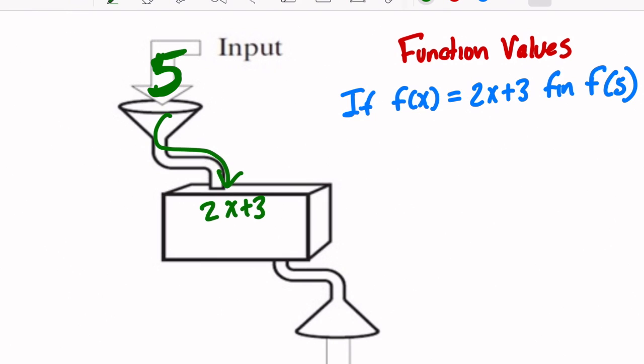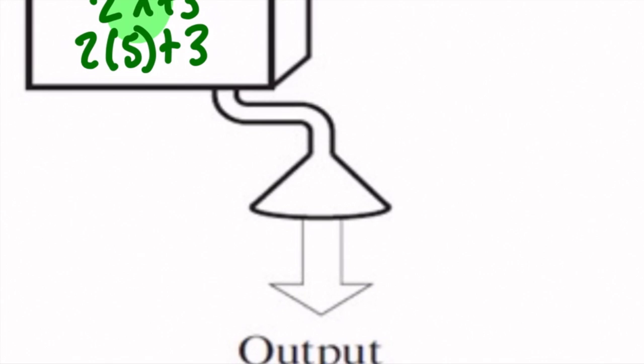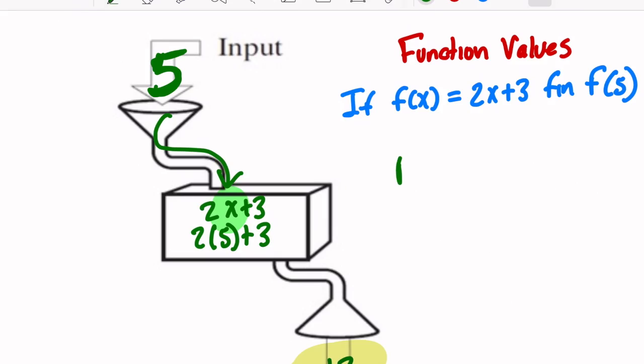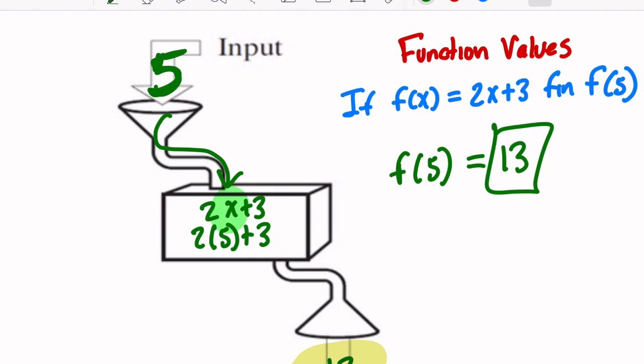So 2x plus 3, which means I'm going to replace the x with the 5 because that's what I'm putting in. I'll put it in parentheses. So 2 times 5 plus 3. So 2 times 5 is 10, and then plus 3 is 13. So the answer that comes out when I plug in 5 is 13. That means f of 5 equals 13.